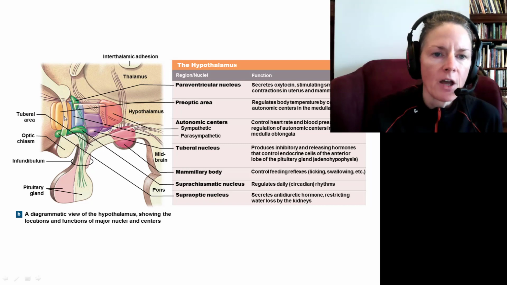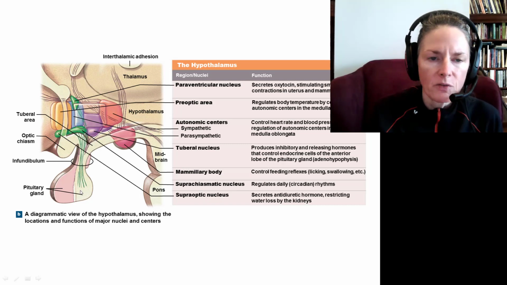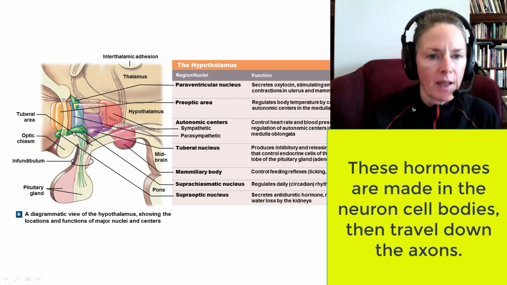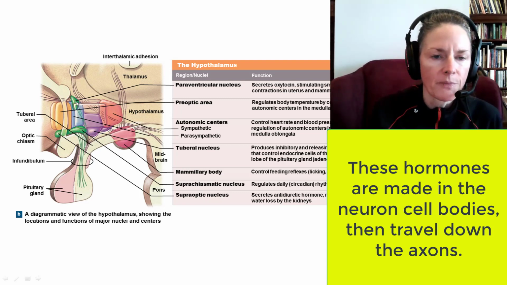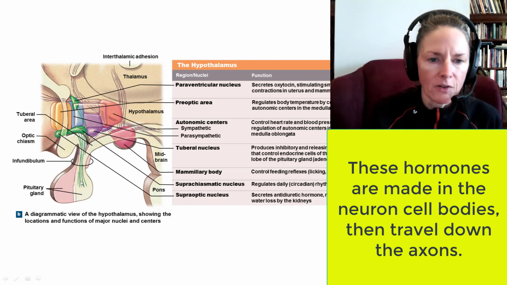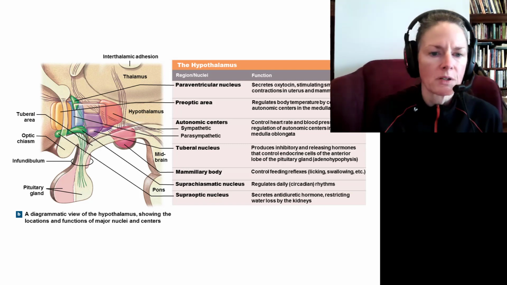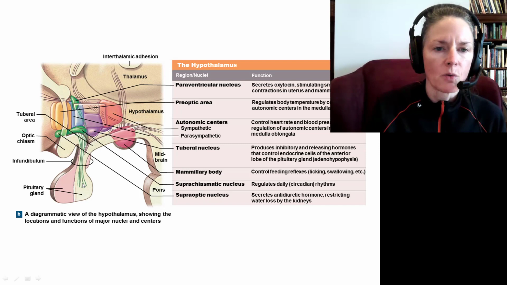We're also going to have two nuclei that are very important in making hormones that will be secreted by the pituitary gland, specifically the posterior part of the pituitary gland. These hormones will be made in axons within these two nuclei. Here's one of them, and here's the other. These two nuclei make hormones that are transported down axons, but instead of being released at synapses, they are released into general circulation and act as hormones.